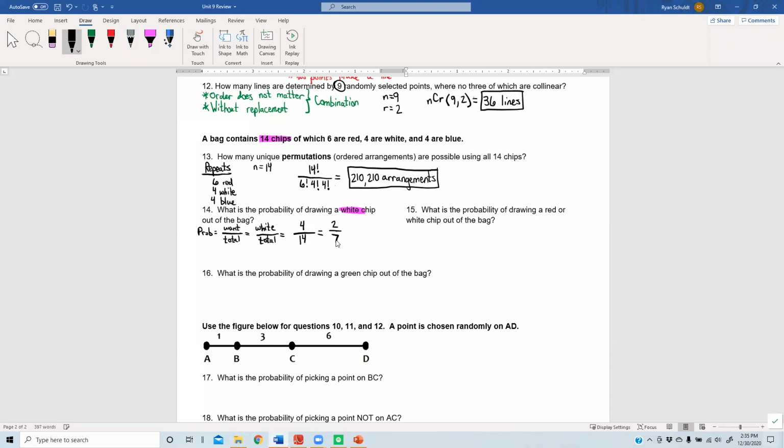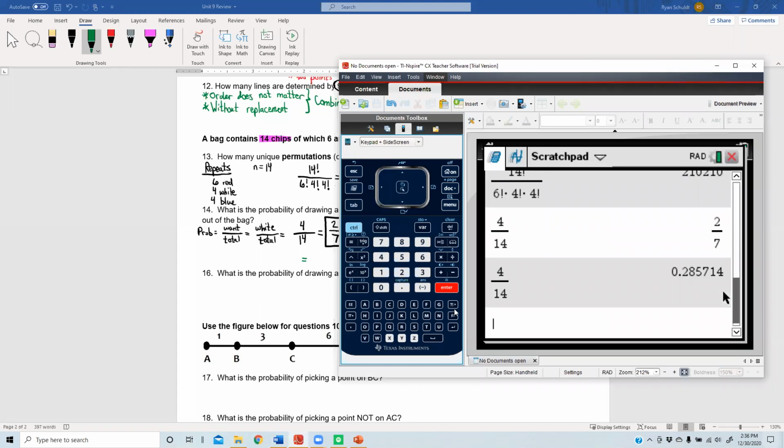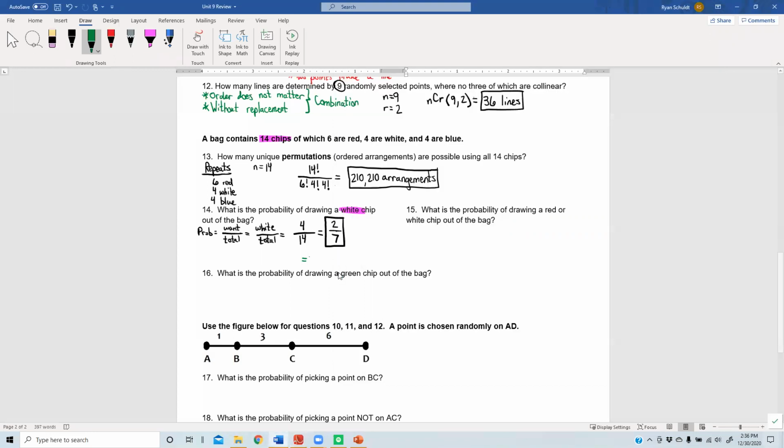2 over 7. You're more than welcome to stop here, but if this were a multiple choice question on the test, you would need to know that 2 over 7 is the same as, well, let's see, 0.2857. So the decimal to that would be 0.2857 or 28.57%. You would have to know how to do it all three ways. Put your answer in all three.